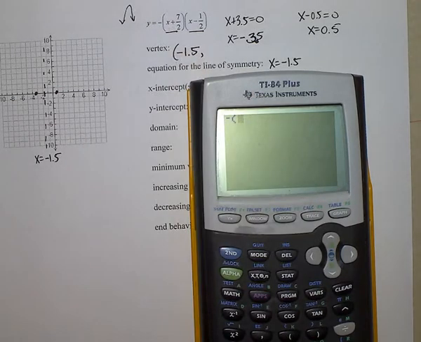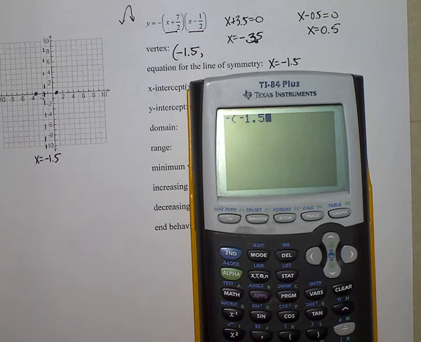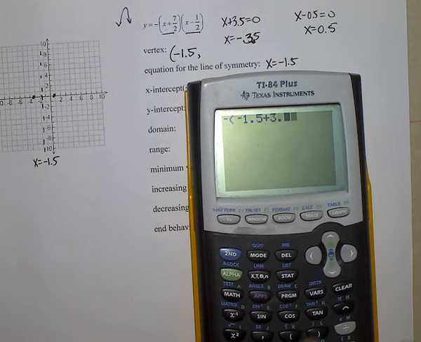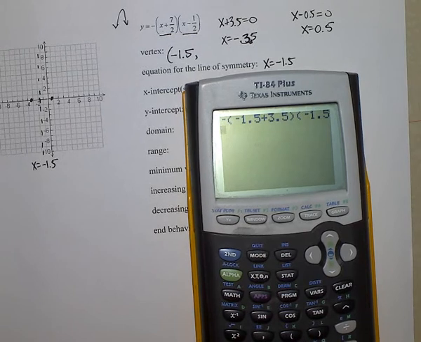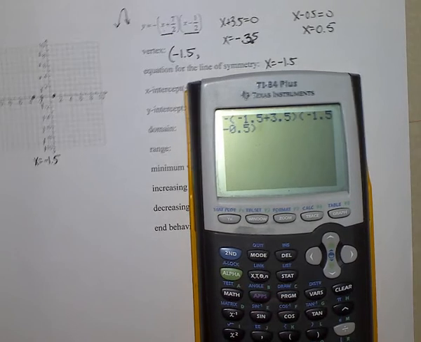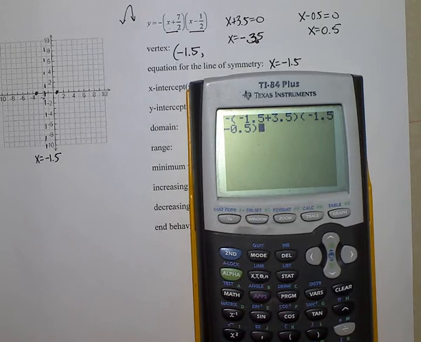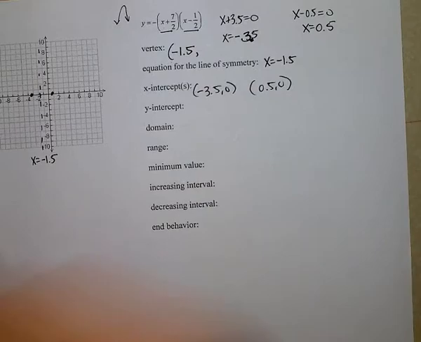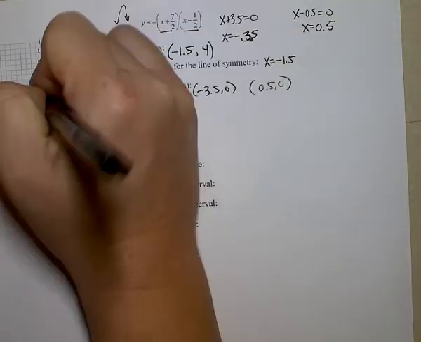So negative 1.5 plus, and yes, I could do 7 divided by 2, but as Andy already told us, 7 divided by 2 is 3.5. End parenthesis. Next parenthesis. Negative 1.5 subtract 0.5, end parenthesis. Press enter, and this will be your y coordinate for the vertex, positive 4. Go along here to positive 4 and make a dot.